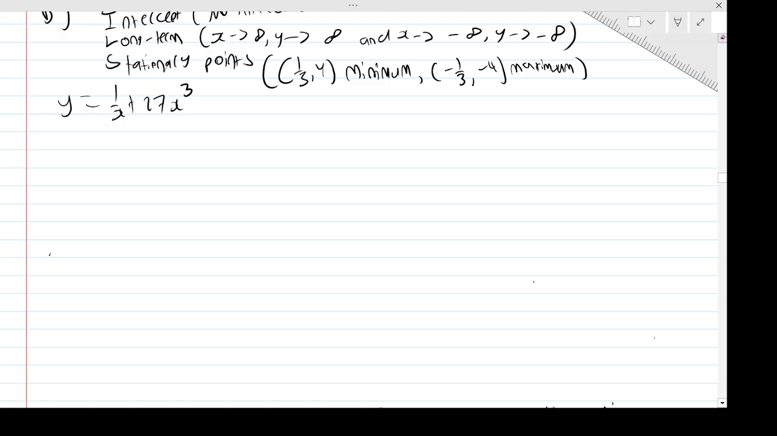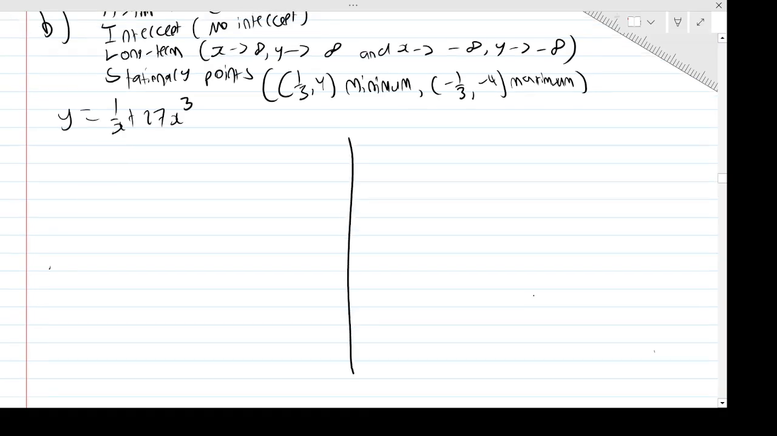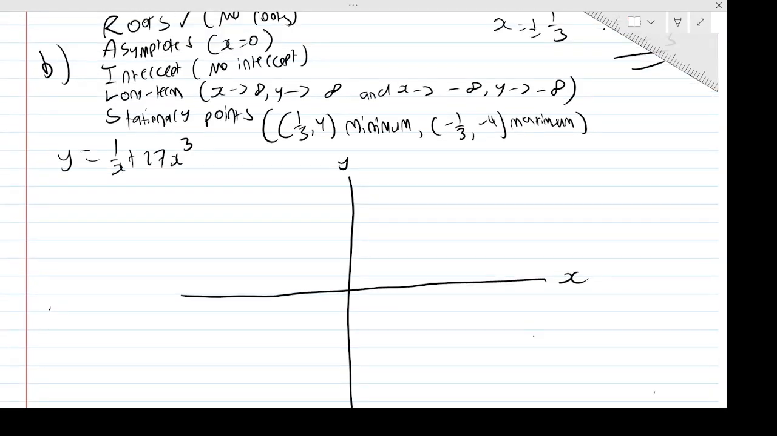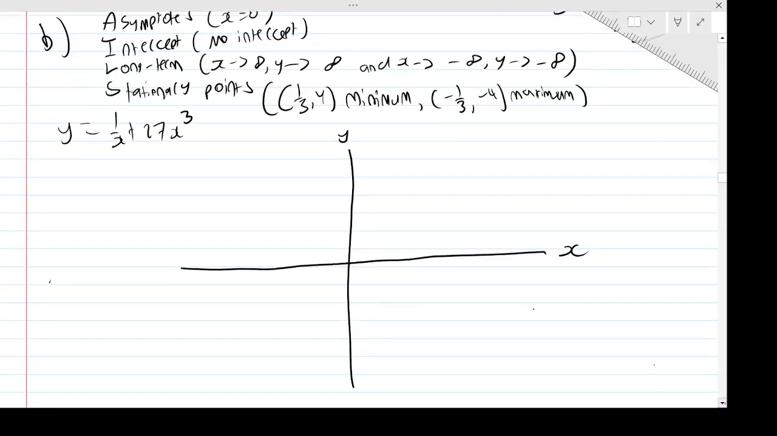Okay, so let me consider my XY grid. Now, we note that firstly, when x is negative infinity, when we go along the x-axis in the negative direction, y is going to go to minus infinity. So it's going to come up like this, right? So it goes from negative infinity, as x goes to negative infinity.